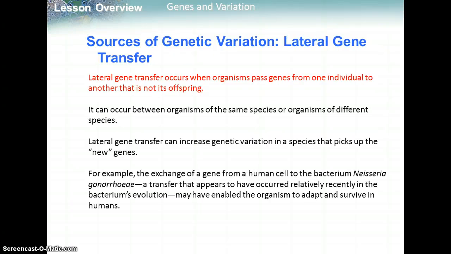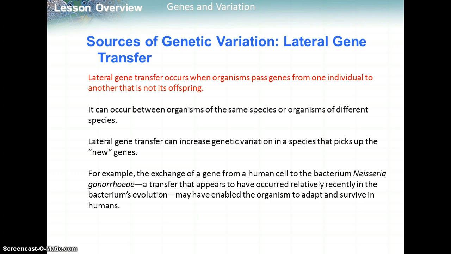Another type of variation is lateral gene transfer. This occurs when organisms pass genes from one individual to another that is not its offspring. It can occur between organisms of the same species or organisms of different species. When you're talking about lateral, it means like from side to side. Lateral gene transfer can increase genetic variation in a species that picks up the quote-unquote new genes.